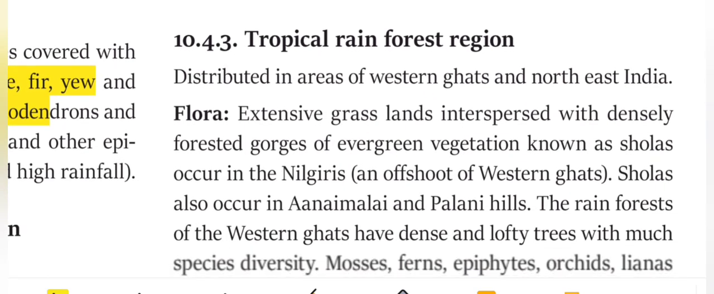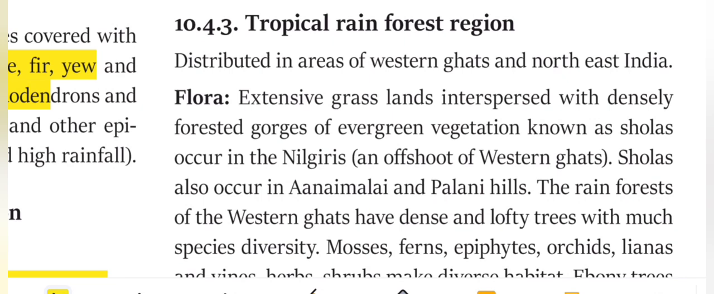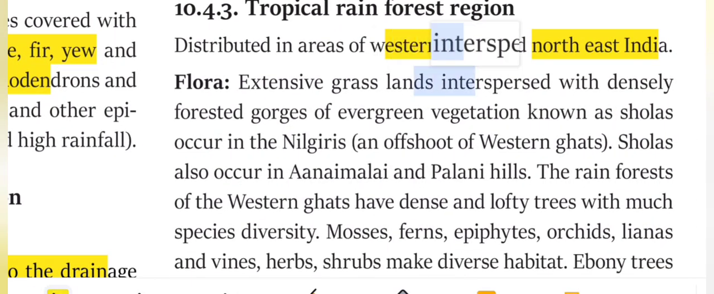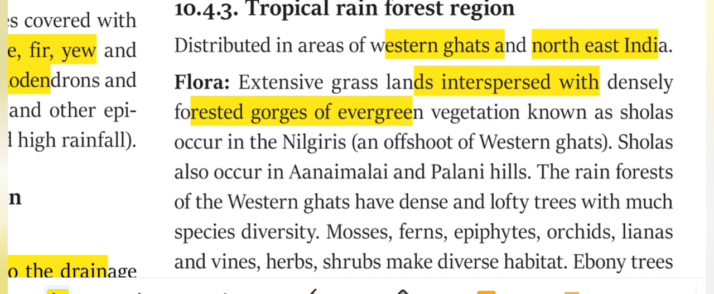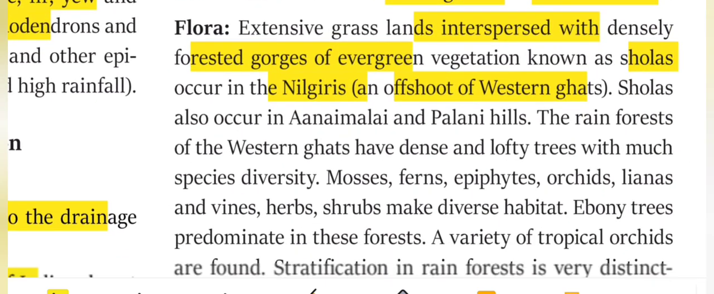Okay, now tropical rainforest. So distributed in the areas of Western Ghats and northeastern India, right? Flora are extensive grasslands interspread with densely forested gorges of evergreen vegetation known as the sholas, occur in the Nilgiris, an offshoot of Western Ghats. Sholas also occur in Annamalai and Palani hills.